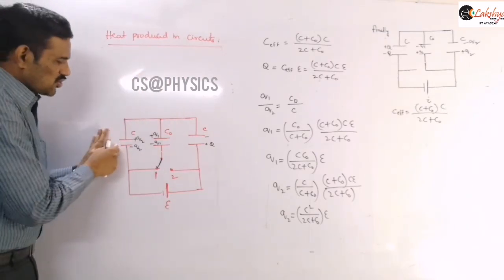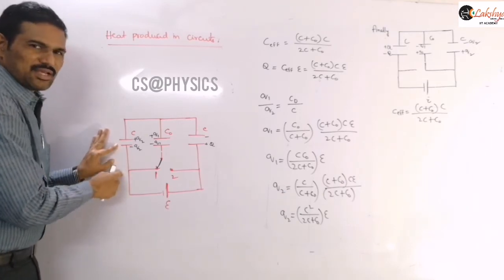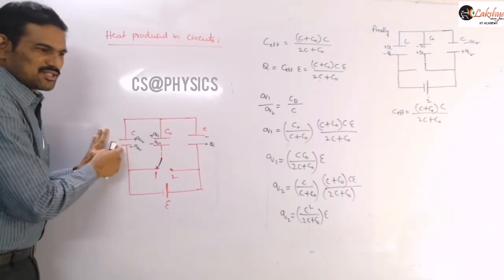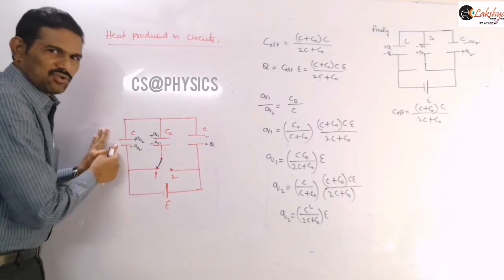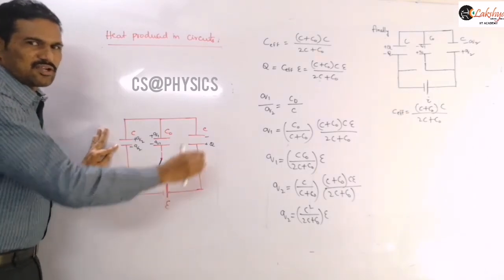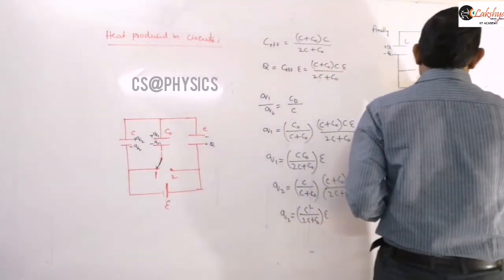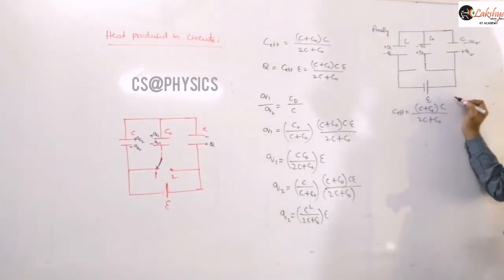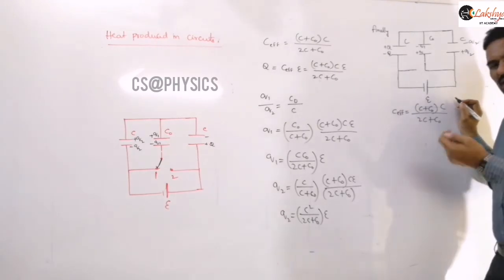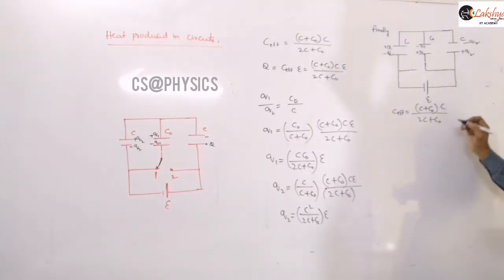That means the charge on this plate is changing. The charge on this plate is changing means that charge must be supplied by the cell only, because it is only connected to the cell here. So we can definitely conclude that some charge is flowing through the cell here. When charge is flowing through the cell, definitely a certain amount of work is done.